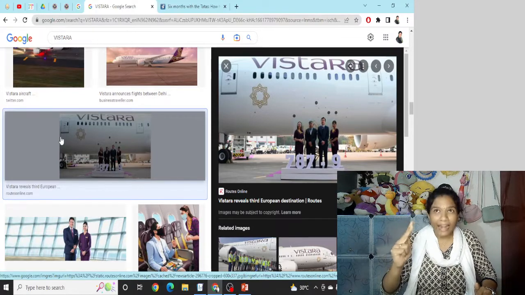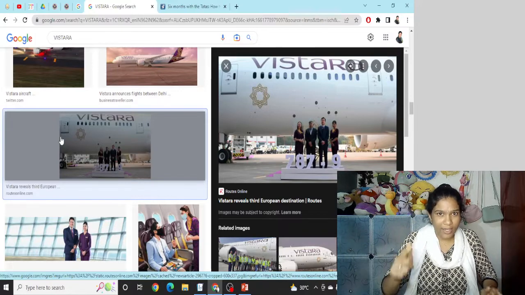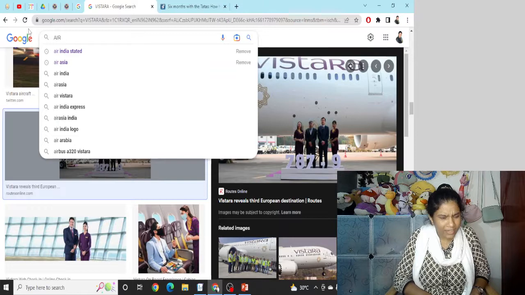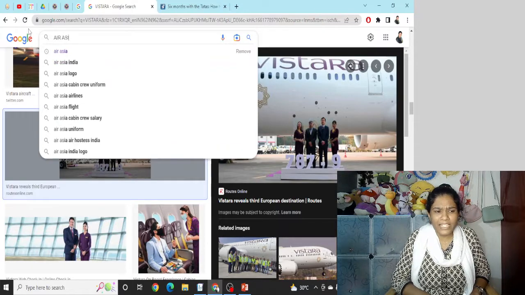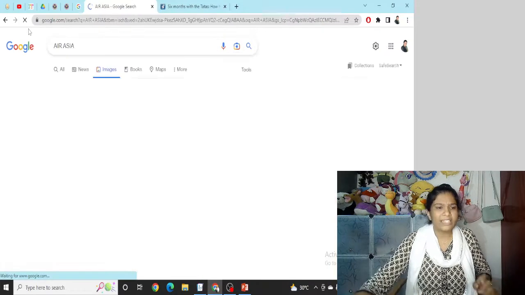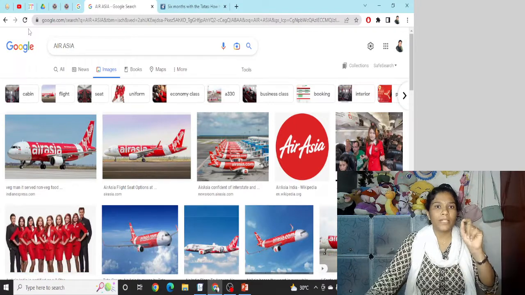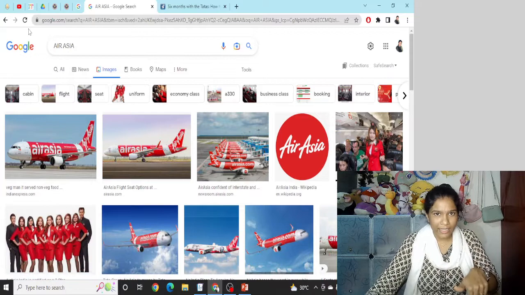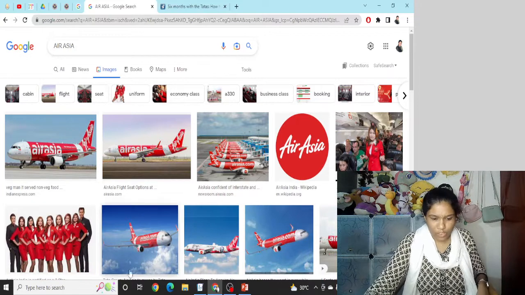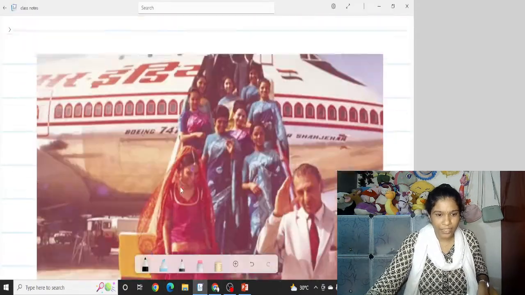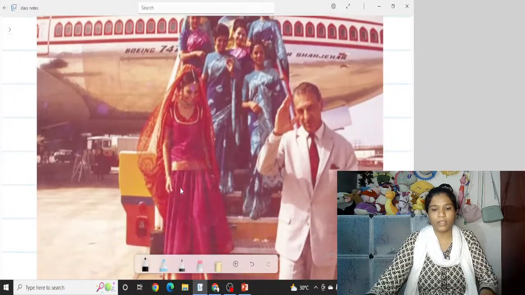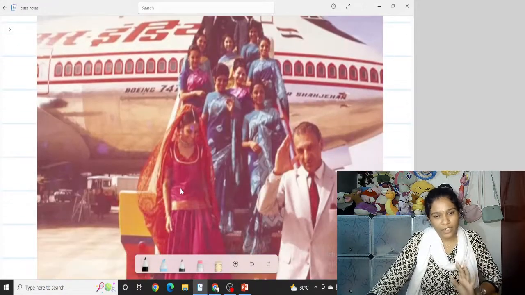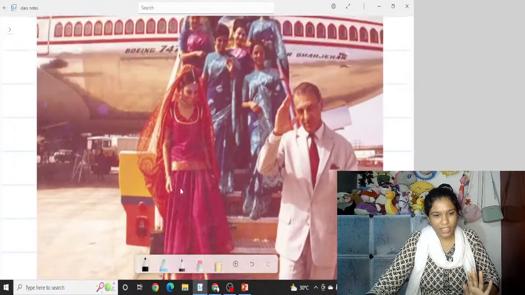Okay, and Air Asia is an airline. I'll show you Air Asia. Air Asia is an airline from a Malaysian brand. Actually, it is a Malaysian brand. So the Malaysian brand was launched in India. Air Asia was launched in the year, I'll show you the screen space. Wait, yeah, this was way back. Initial point, Boeing 747. This picture I liked so much. Nice, no?